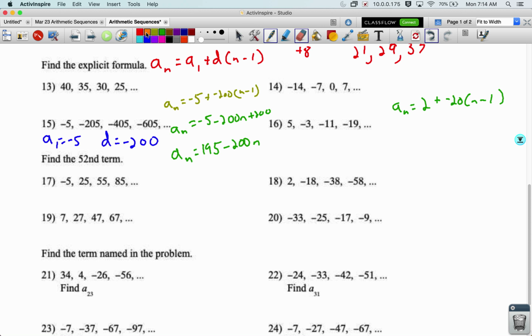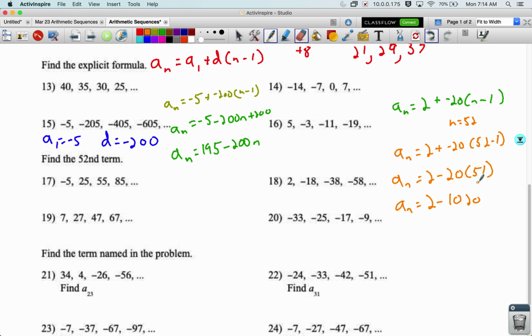All right, we don't have to simplify that if we don't want to. When we find the 52nd term, we say that n is equal to 52. We plug it in right there. So a sub n equals 2 plus a negative 20 times 52 minus 1. A sub n equals 2, we'll turn the plus and negative into a minus 20 times 51. A sub n equals 2 minus 1020, let's say. Double check that.